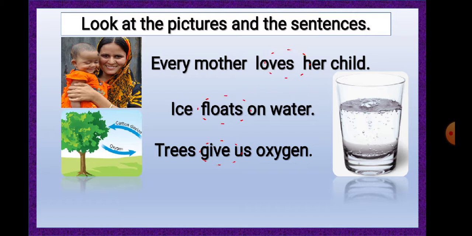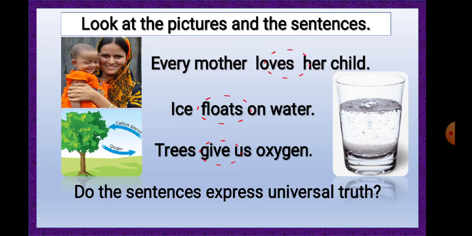Now, dear students, come to today's discussion. Look at the pictures and the sentences. Every mother loves her child. Ice floats on water. Trees give us oxygen. Do the sentences express universal truth?